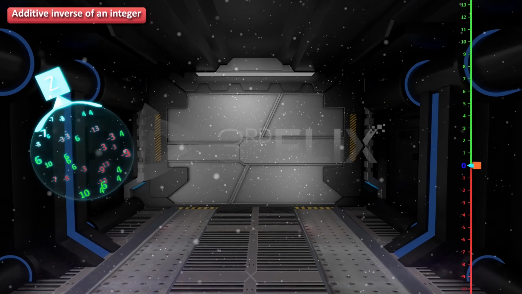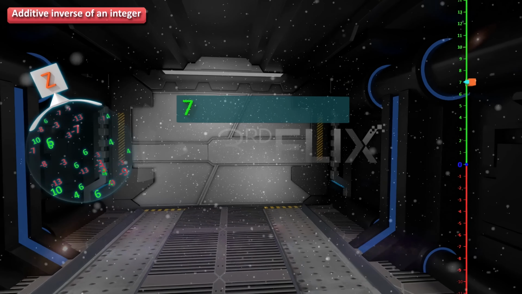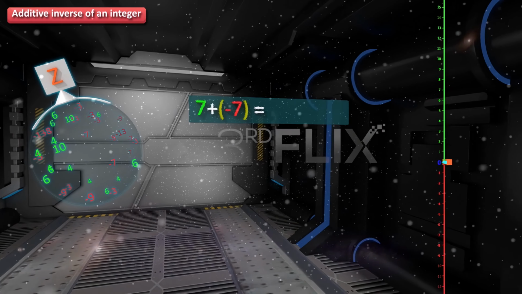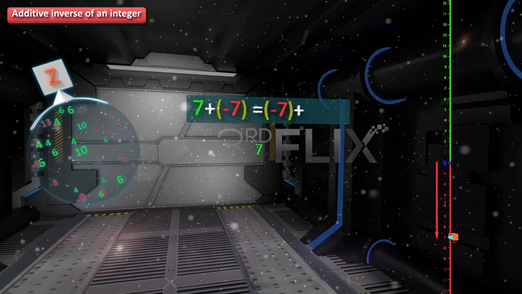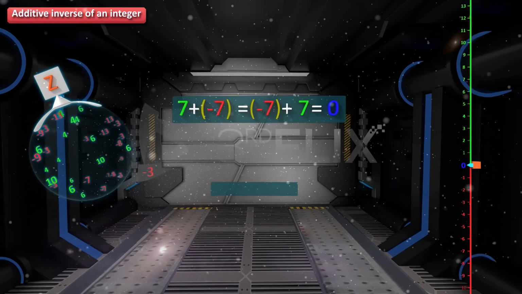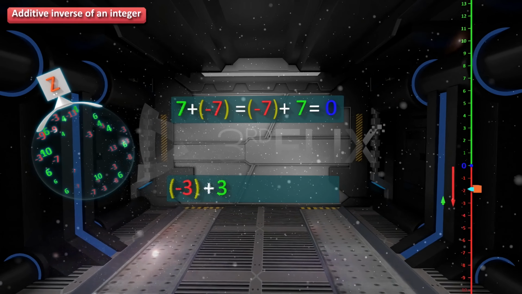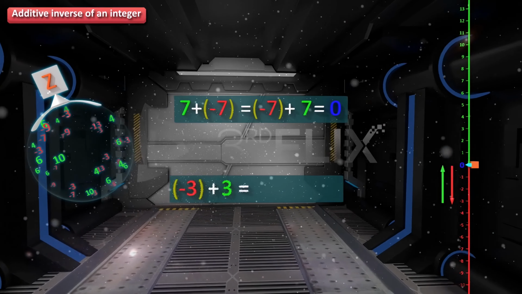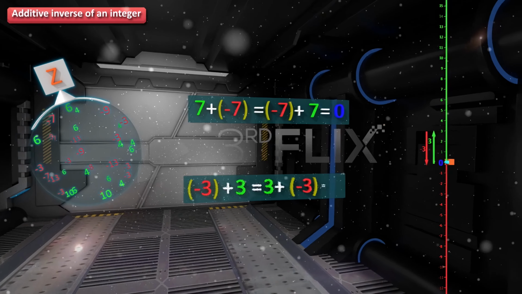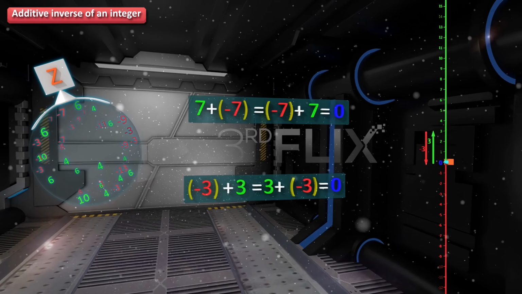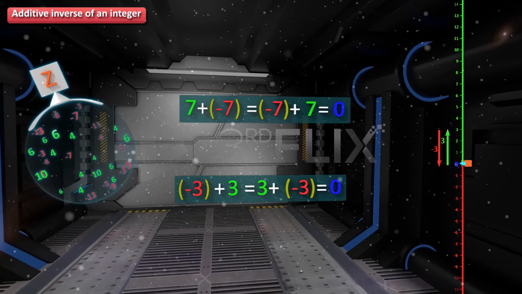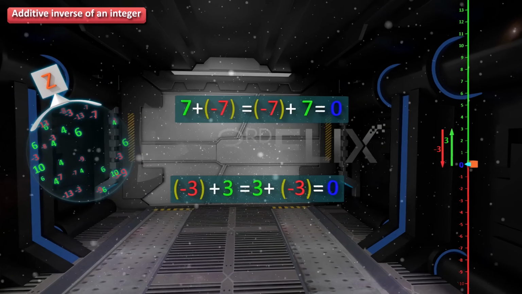For example, 7 plus of minus 7 equals minus 7 plus 7 equals 0. Minus 3 plus 3 equals 3 plus of minus 3 equals 0. Additive inverse of a positive integer is a negative integer. Additive inverse of a negative integer is a positive integer.